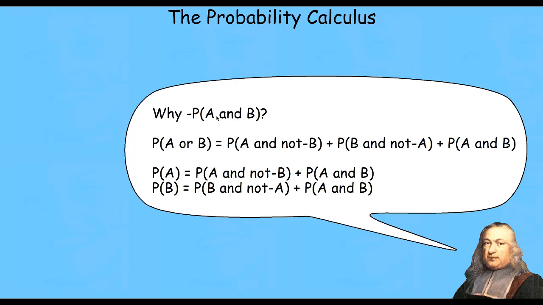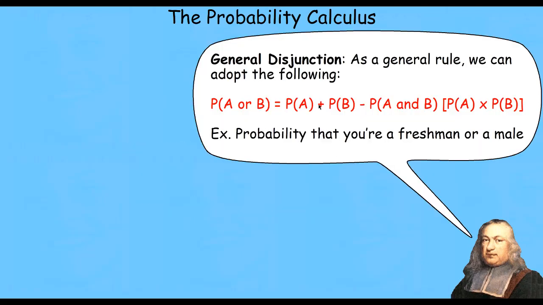Or we could add them together. We've got two now, but we just subtract our second A and B. And that's what we get with our formula: the probability of A and not B, and the probability of A and B, plus the probability of B and not A, and the probability of A and B. And we get rid of an extra probability of A and B by subtracting it out again.